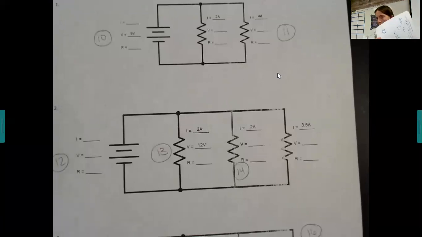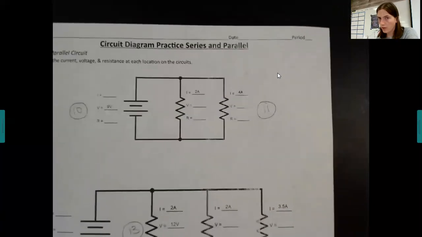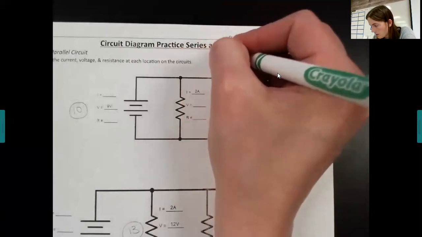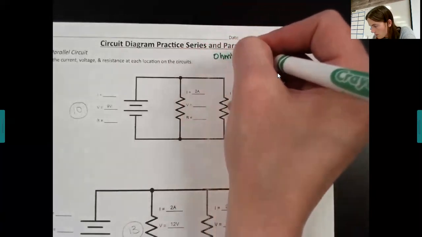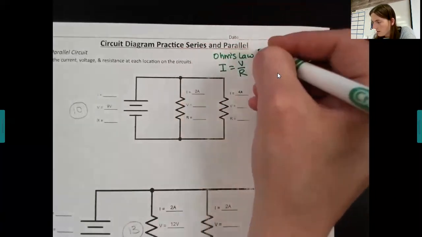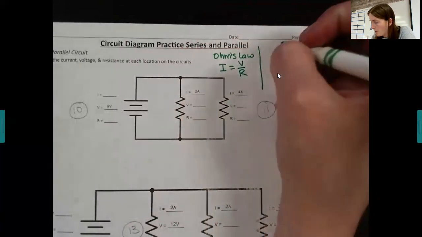Sorry, making sure that the numbers all copied good on this one. Looked like they did. Okay, so when you're solving circuits for parallel, you're still going to need Ohm's law. Current is equal to voltage divided by resistance. Okay, but now the other equations have changed a little bit.